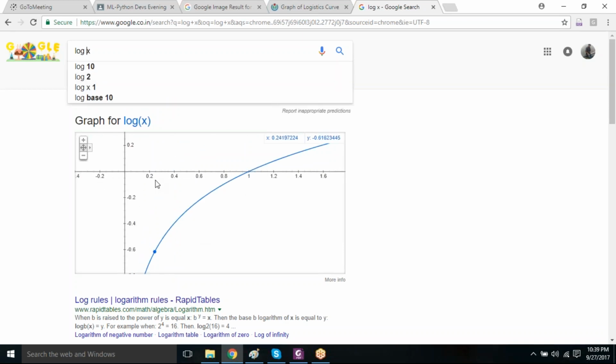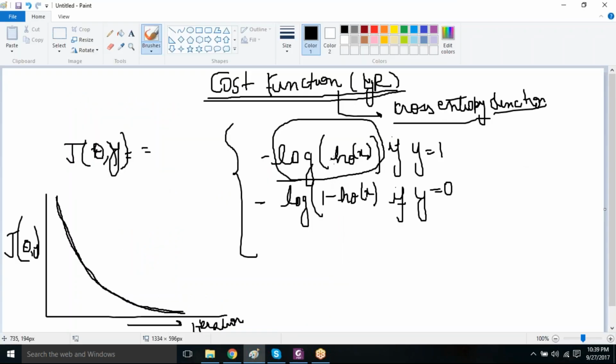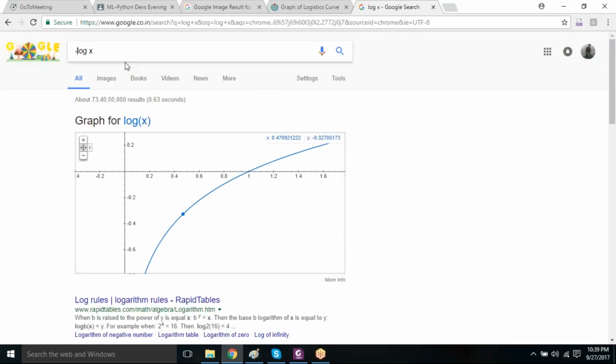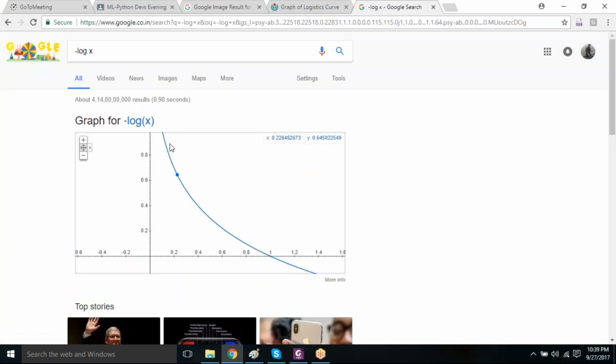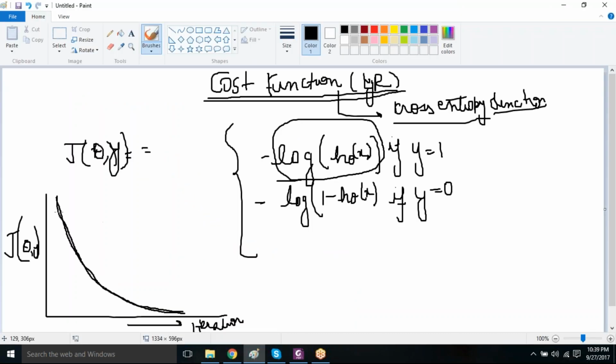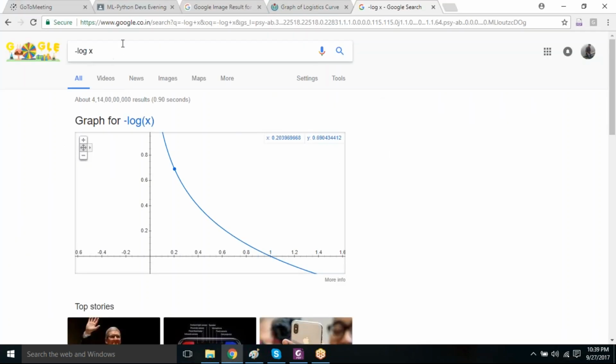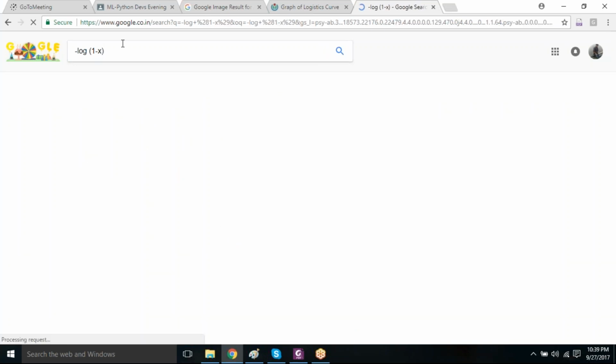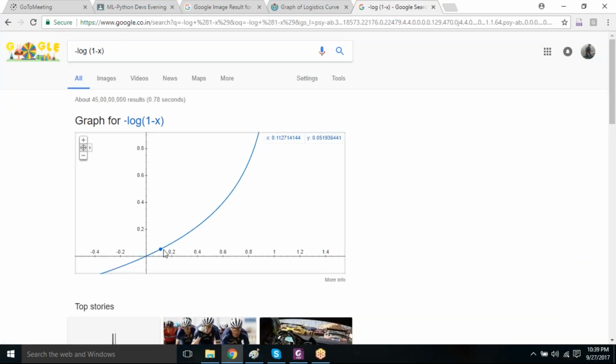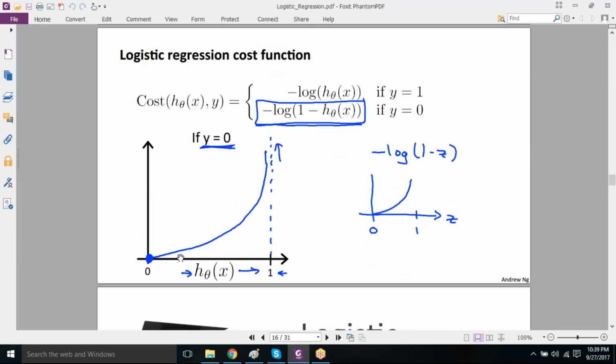And if you see, basically here it is not log x. It is actually minus log x. So minus of log x is a gradient, right? Okay. So same function I am making here. And if you will see, minus of log 1 minus x, it will be just from the opposite side, like this. This is the curve it is making there.